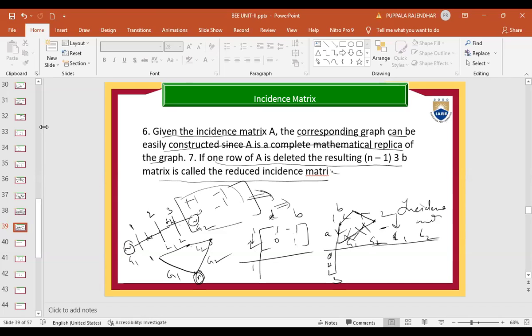So this is what we call the instance matrix. Now, if we remove one row here, especially the one corresponding to the reference node, then we call it a reduced instance matrix, or bus instance matrix. These are the principal nodes, and this is the reference node.